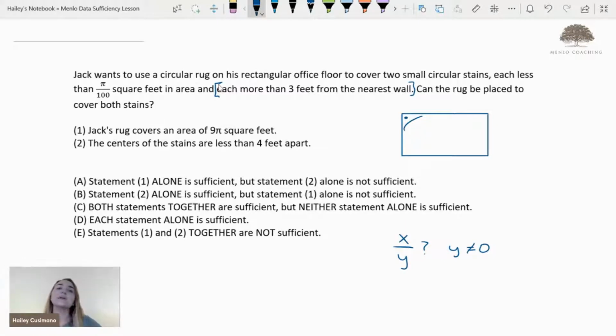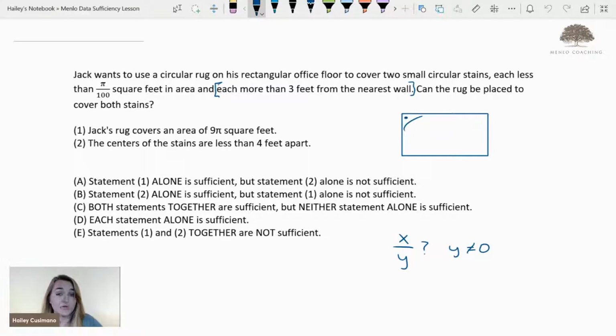And once we recognize that that's the case, it puts us in a much better position to say, okay, well, I don't really care about the size of the room anymore. These are two stains in infinitely large open space. And now my job is to determine whether I can cover those two stains in infinitely large open space. And it gives us a little more context into what we would need to answer our question. So what would we need to be able to answer our question? To know whether the rug can be placed to cover both stains.